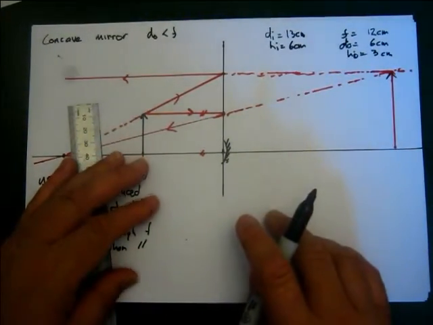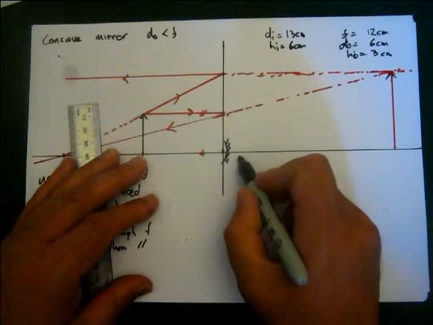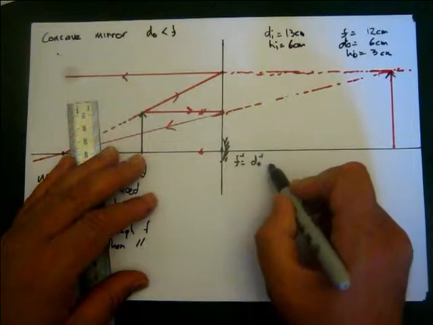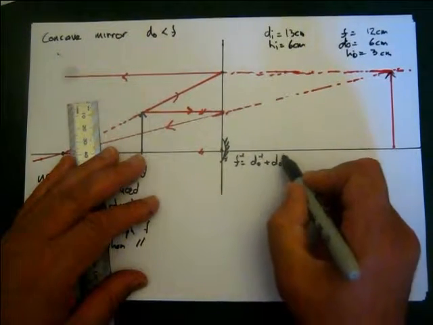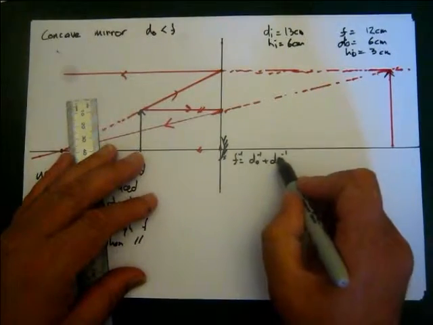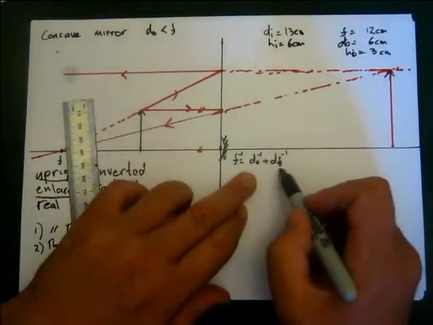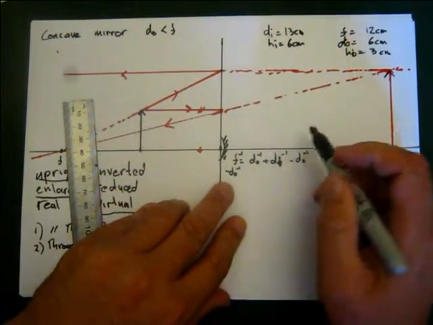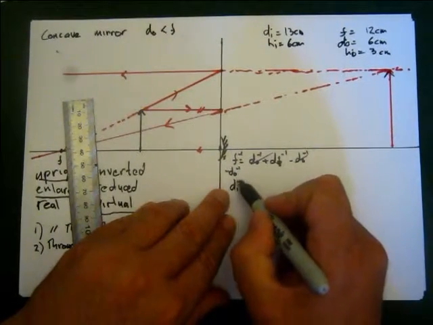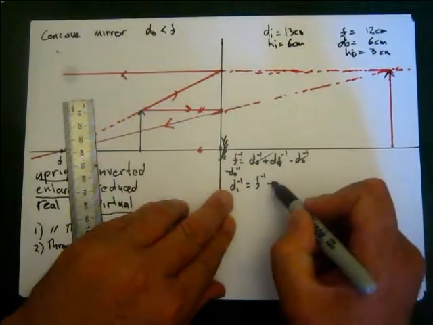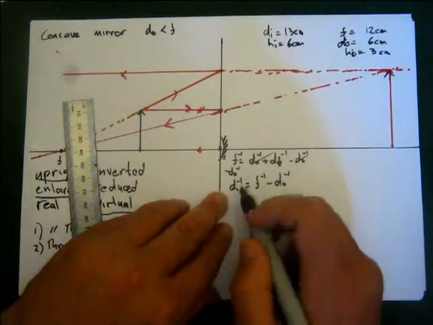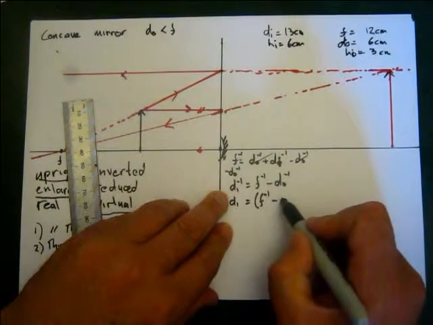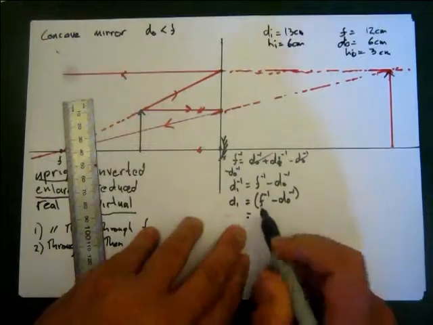Okay, so now we can check this with math. Remember, we do this exactly the same way as we did before. So F to the negative 1 equals DO to the negative 1 plus DI to the negative 1. We rearrange this for DI, so minus DO to the negative 1. That cancels that. So DI to the negative 1 equals F to the negative 1 minus DO to the negative 1. Rearrange that. So we go DI equals (F to the negative 1 minus DO to the negative 1) all to the negative 1. Stick in the numbers.